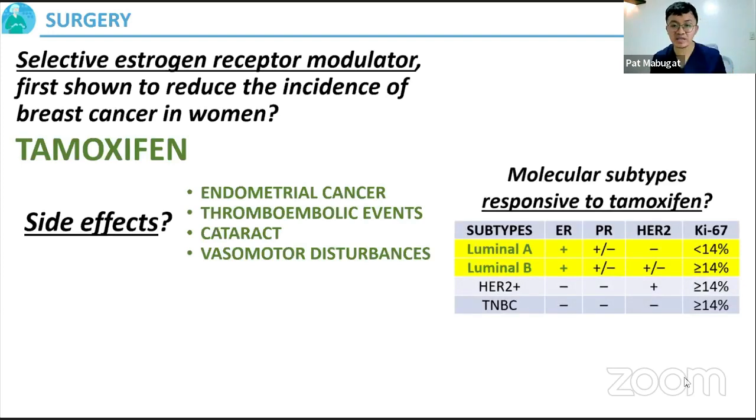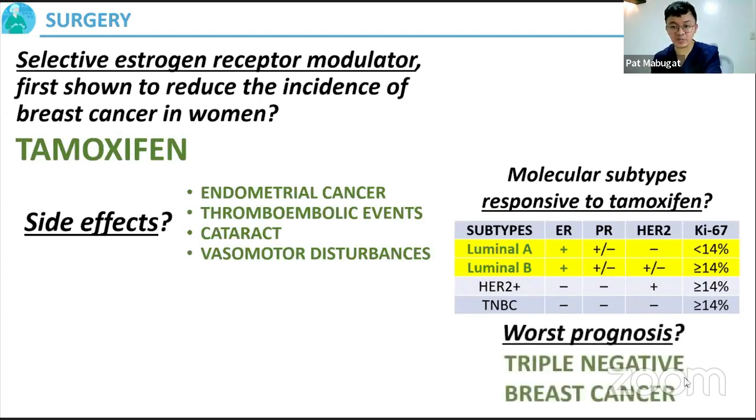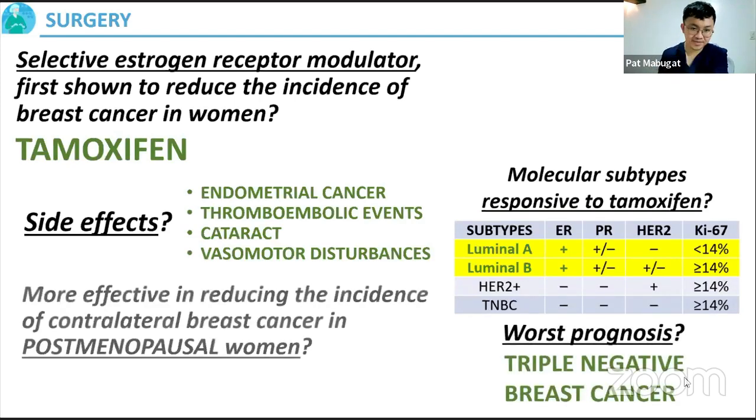We have luminal A and luminal B. A and B both are ER positive. The difference is that in luminal B, you will have a positive HER2/neu. Luminal A is only positive ER with or without PR. B is ER with or without PR, with HER2. Then there is HER2 enriched, and triple negative, worst prognosis, negative everything. Okay. Again, worst prognosis is triple negative breast cancer.